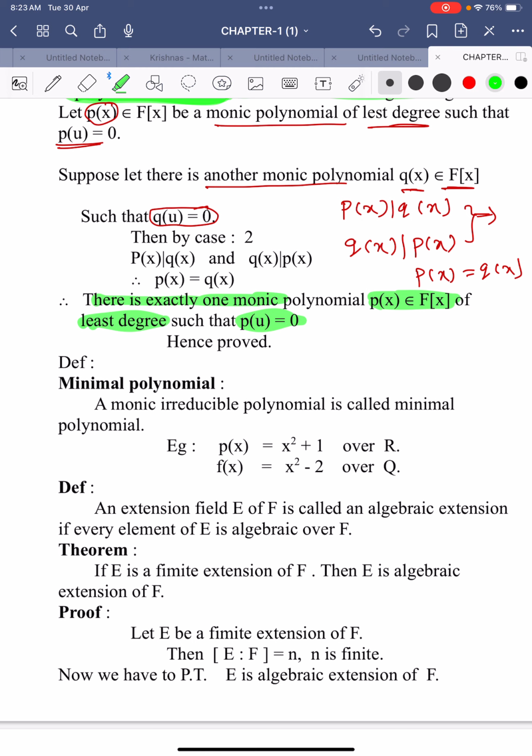In the next video, we learn about minimal polynomial. We learn about algebraic extension. We learn some other theorems also.